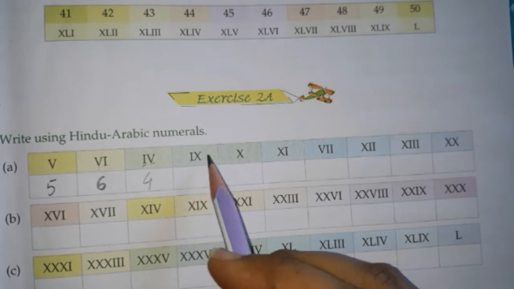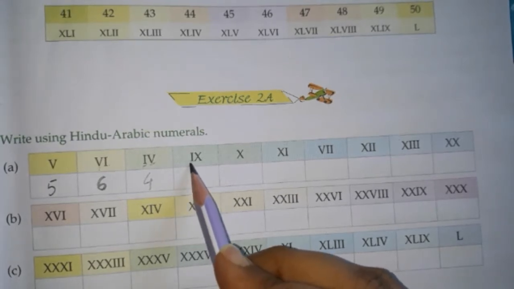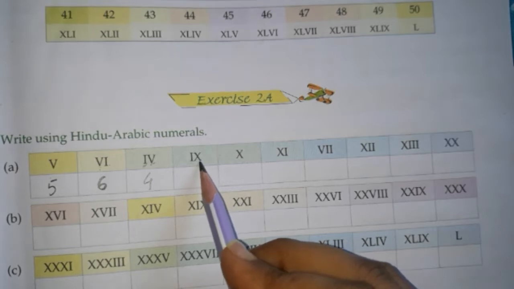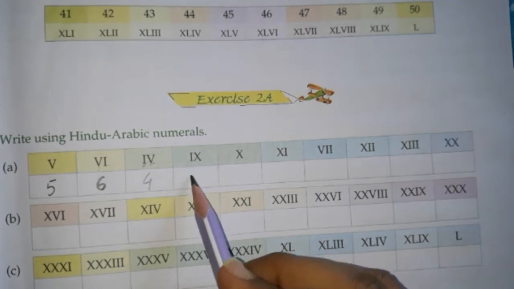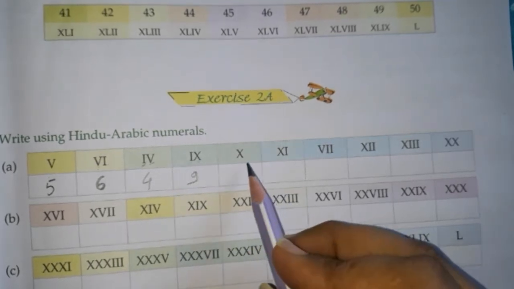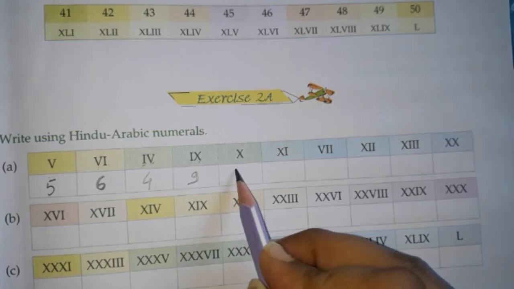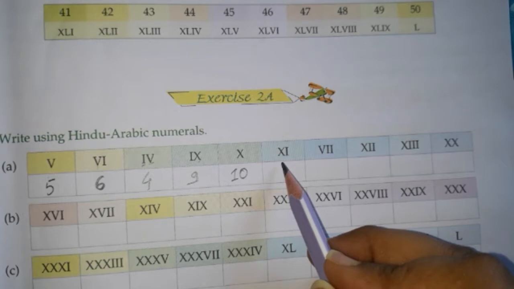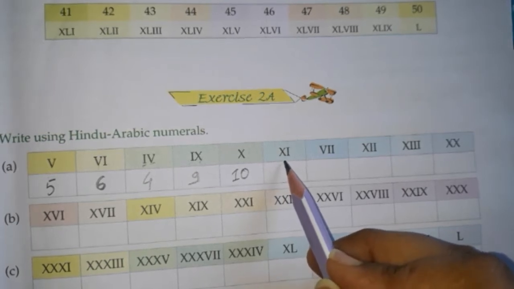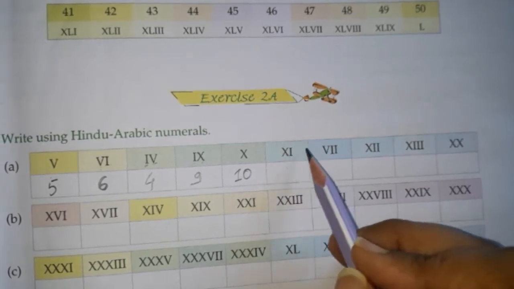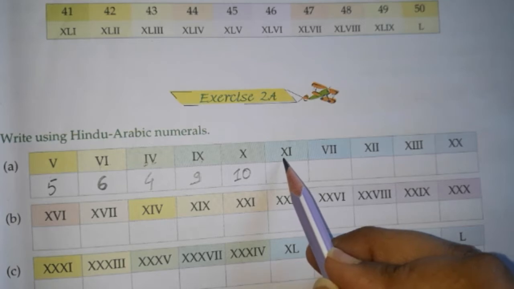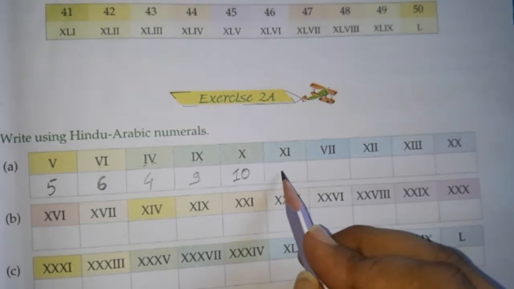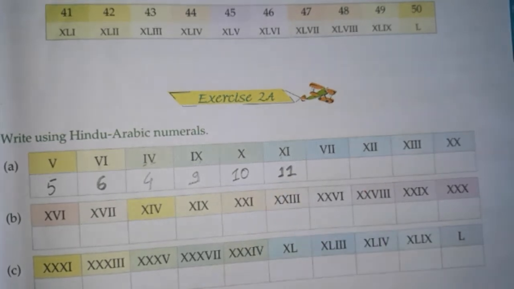Next is IX. According to the rule, if a smaller numeral is written left of the greater numeral, it will get subtracted. This X means 10, I means 1, 10 minus 1 will be 9. X is already defined, it means 10. Next is XI. According to the rule, if a smaller numeral is given at the right of the greater numeral, it will get added to it. X means 10, I means 1, so it is written 11.